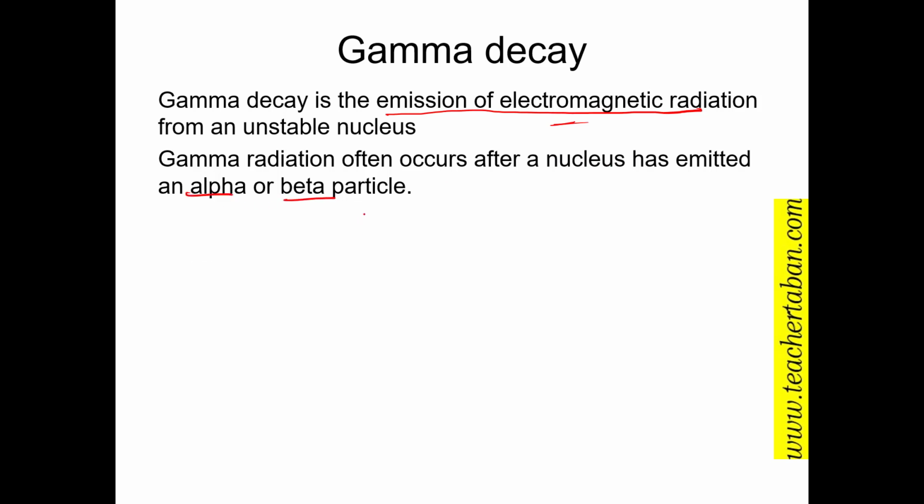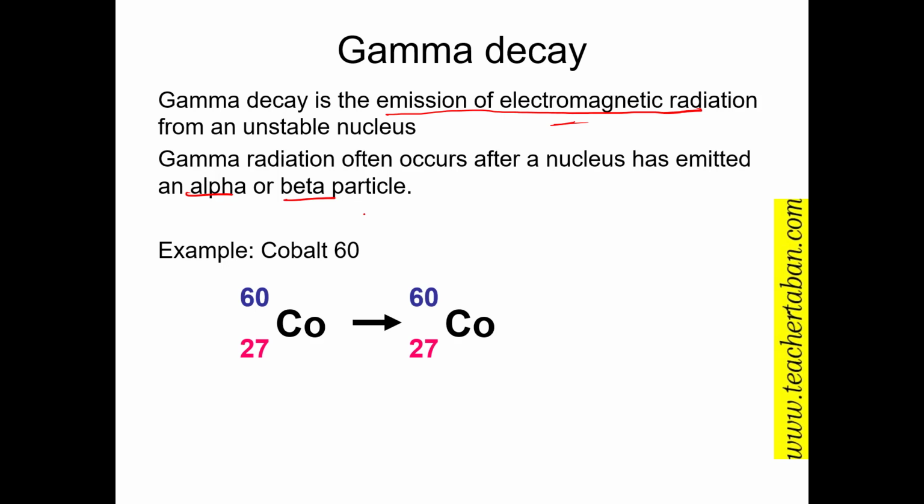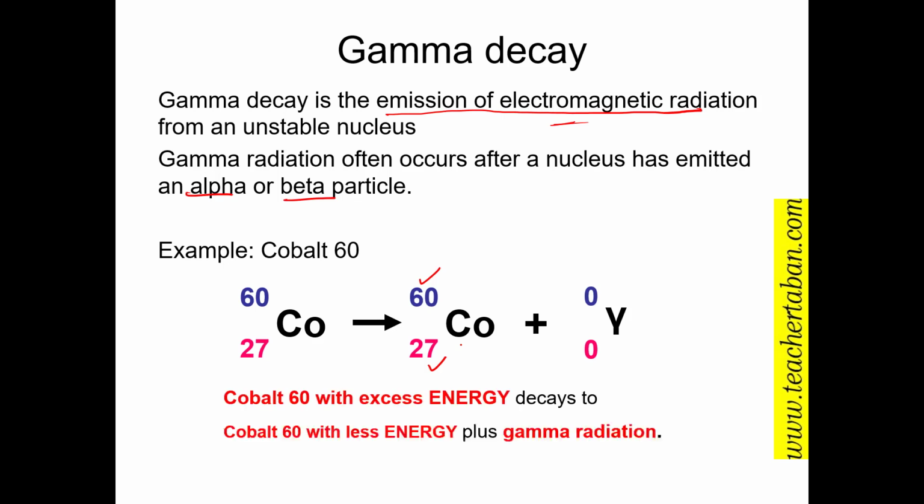So knowing that, an example here is cobalt. When cobalt decays by emitting a gamma ray, there's no change in the atomic mass, so it remains 60. There's no change in the atomic number, it remains 27 as well. And then plus the gamma ray or the energy, like that. So that is about the gamma decay process.